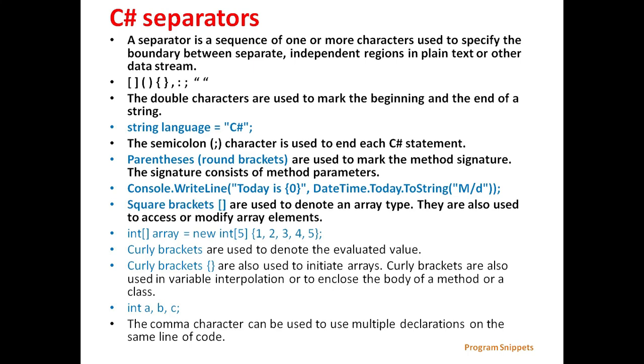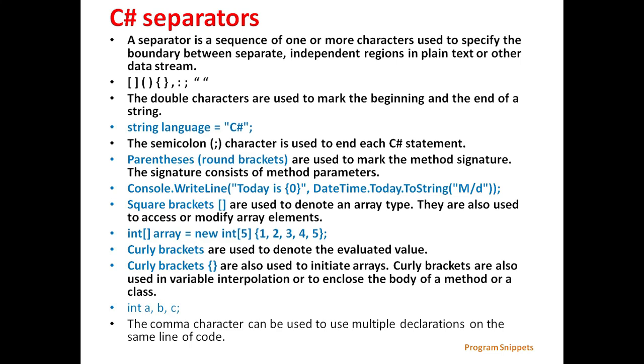Then square brackets are used to denote an array type. They are also used to access or modify array elements. int[] array = new int[5]. Here the array is declared with integer type and values are assigned to it. Curly brackets are used to denote the evaluated value. They are also used to initialize arrays. Curly brackets are also used in string interpolation or to enclose the body of a method or a class. Then int a, b, c with a semicolon. Here the comma character can be used to make multiple declarations on the same line of code.